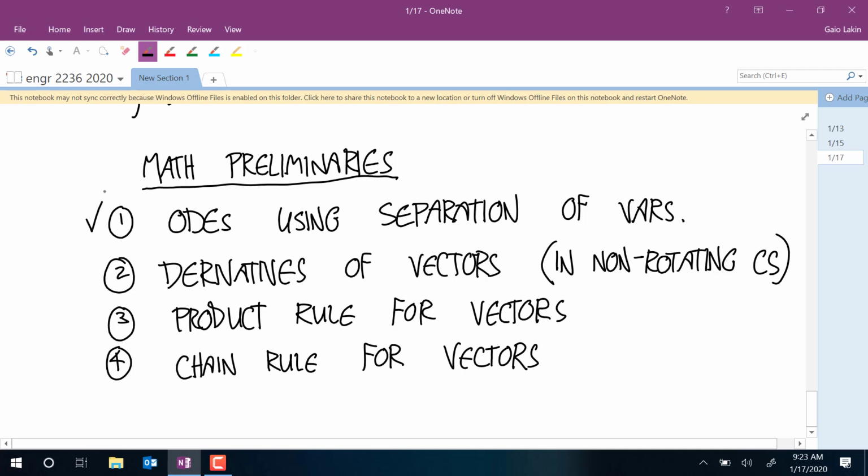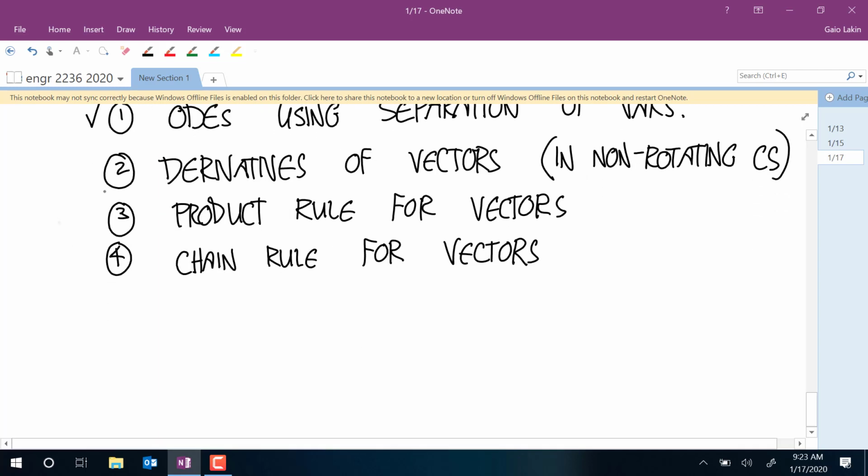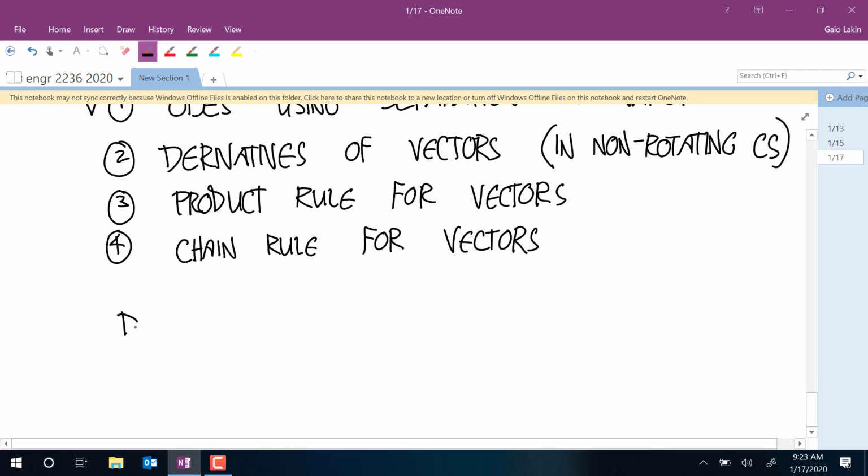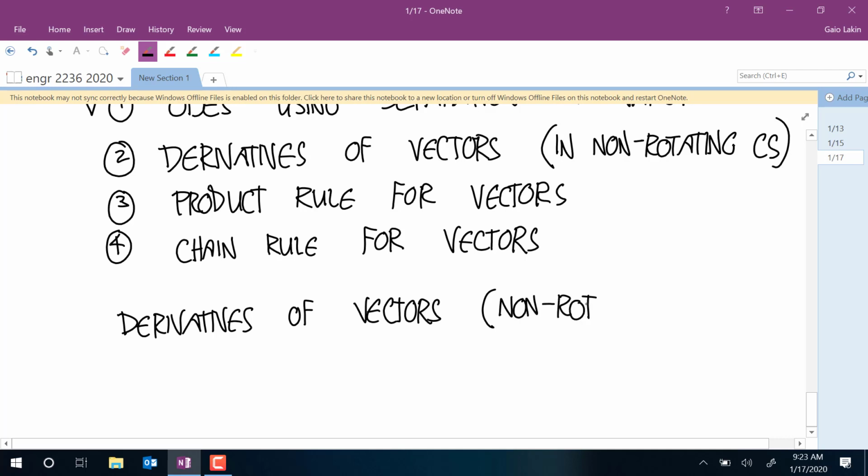Okay, we're done with this, and the rest is going to be pretty quick. So now, derivatives of vectors. But you do have to remember that this only works in non-rotating coordinate systems.